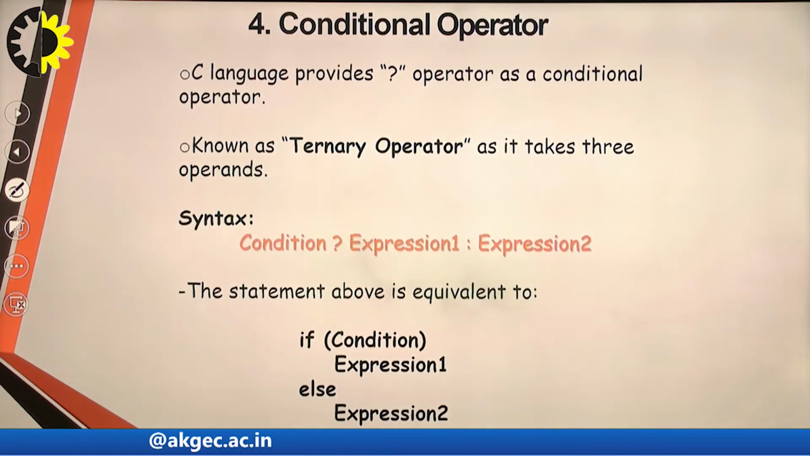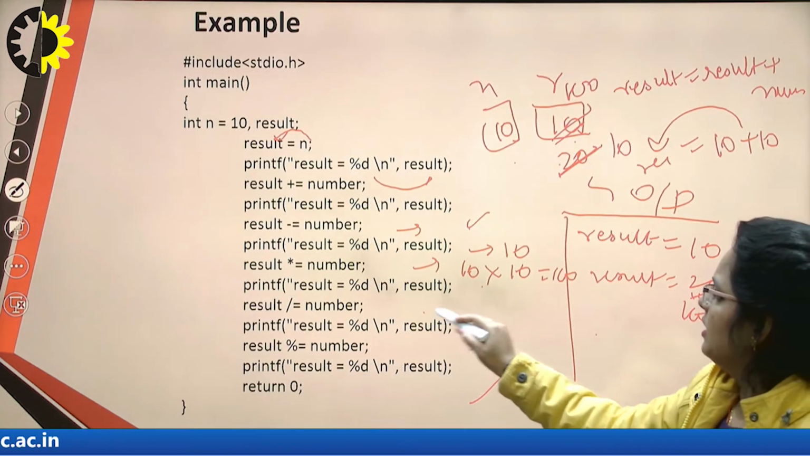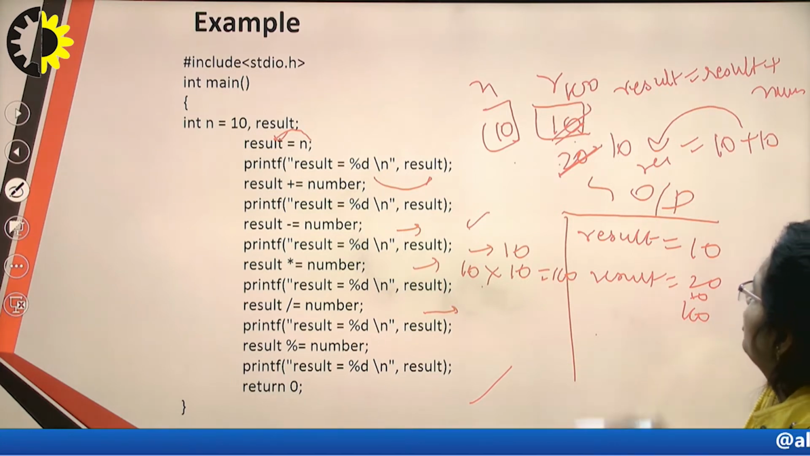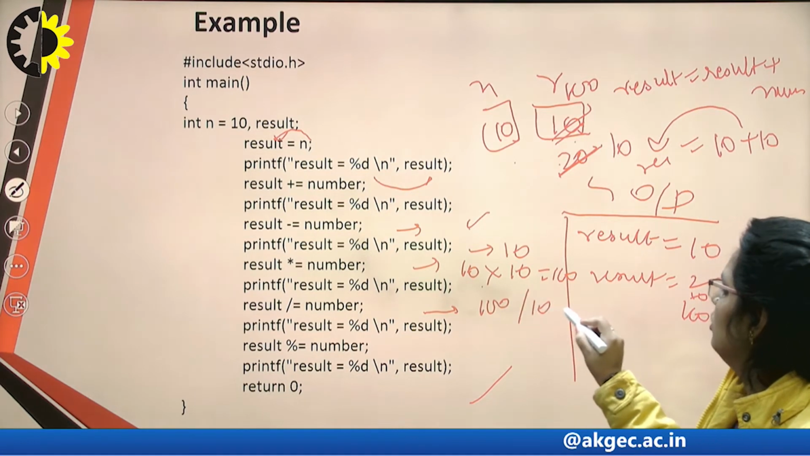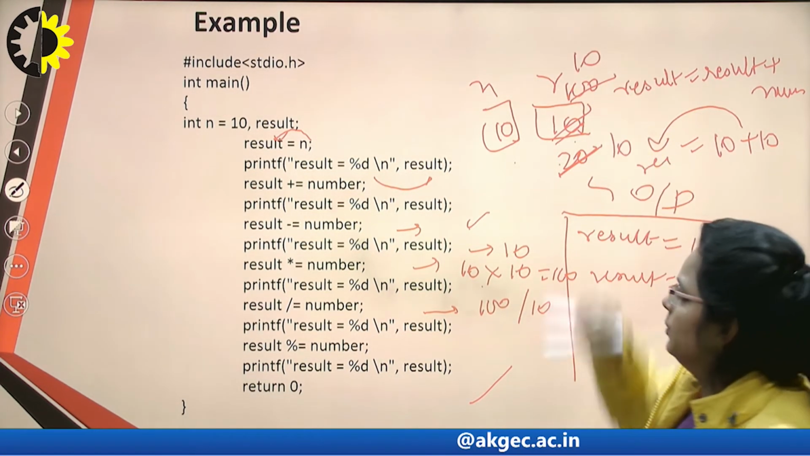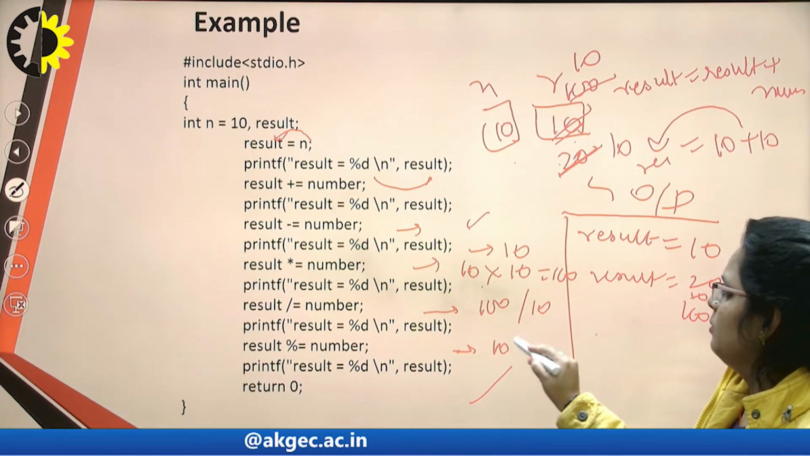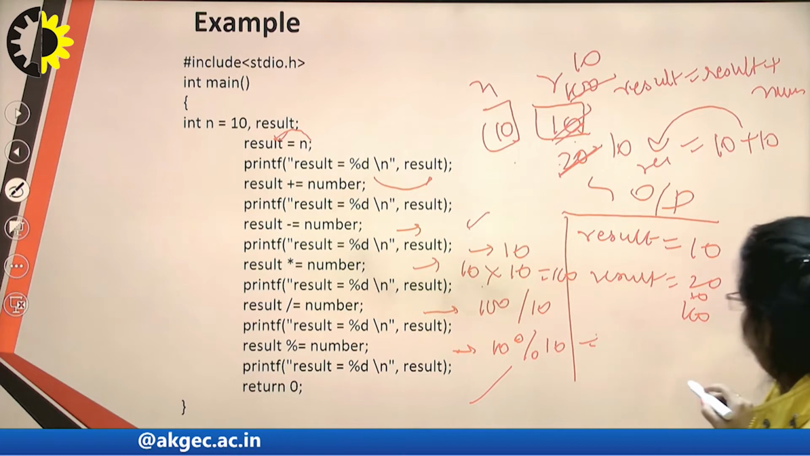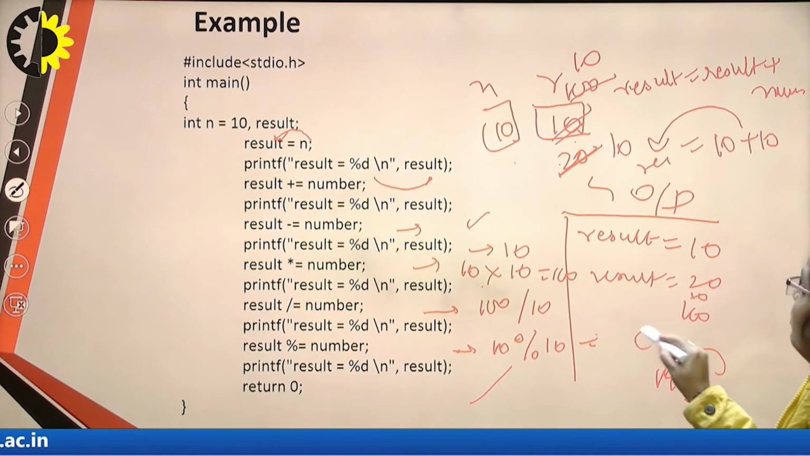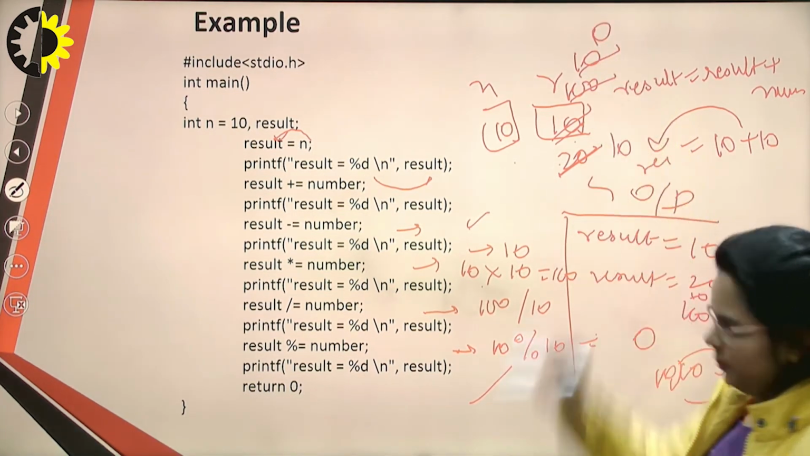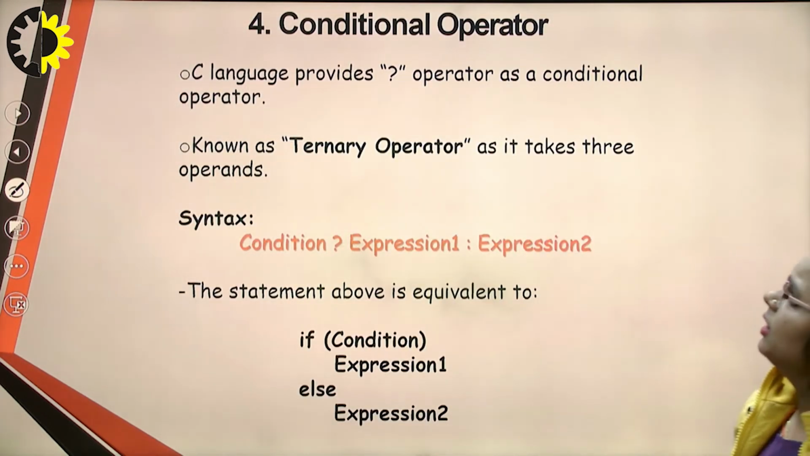Let us see the outputs. So here the outputs are in this manner. Another is result equals to result by number. Now the updated value of result is 100, and 100 divided by number, which has 10, so the result would have updated value 10. And modulus: now result has 10, so 10 modulus 10. If we are dividing 10 by 10, what would be the remainder? The remainder would be 0. So the result would have the last value as 0. So this is how the assignment operator works. Now let us come to the conditional operator.